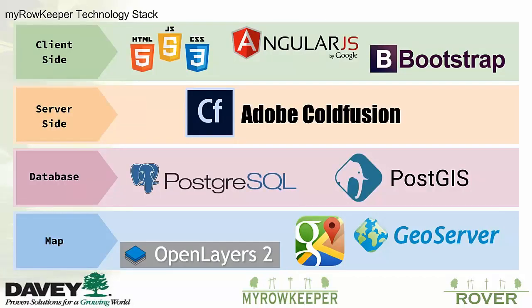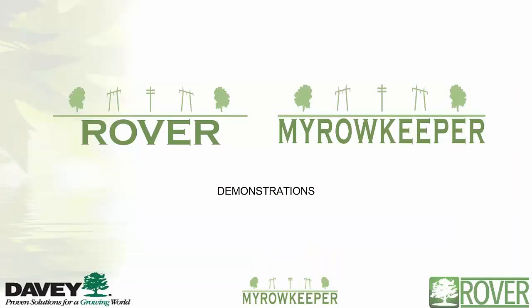This is its stack, and you can see it's a little bit more complicated, but we have our mapping element, which is running using OpenLayers and Google Maps API and GeoServer. We've got our database level, which is leveraging something called PostgreSQL and PostGIS. Our server-side language is Adobe ColdFusion, and our client-side libraries are HTML, AngularJS, and Bootstrap. All right, so that's the technical background on this, and let's move on to some actual demonstrations.